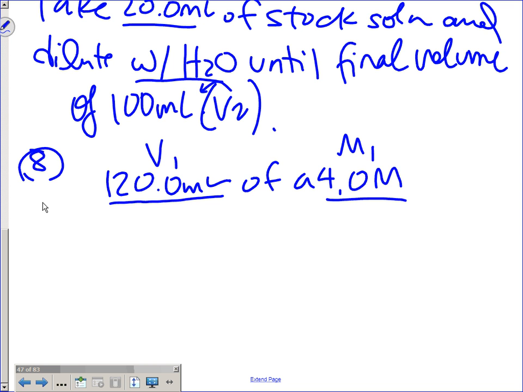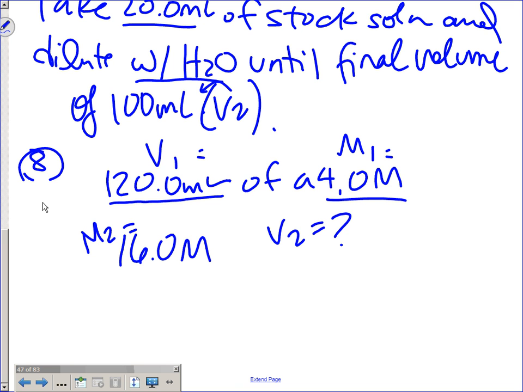Like I said, the 1s and the 2s don't necessarily matter as long as the appropriate information is together as 1 and the appropriate information given together as 2. So I'll call this one, because this is the first thing I'm seeing, 1 and 1. 120 milliliters of a 4 molar solution, and it says from a stock solution of 16 molar. Well, 16 molar being stock is going to have to be M2 because I've already labeled this my M1. So the question here is, what am I looking for? I'm looking for V2. So I'm just looking for the volume of my stock solution.